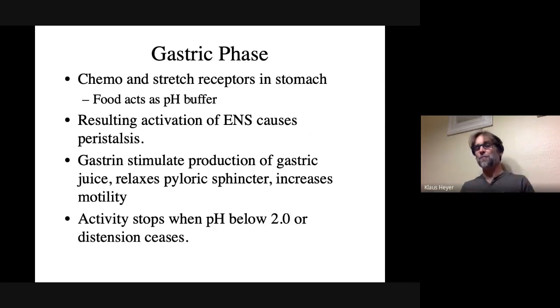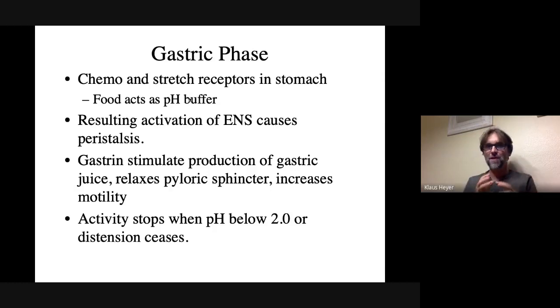So you've got the receptors going up to the brainstem, and then you've got signals coming back down, activating the myenteric plexus. So remember back to the muscularis layer, and there's the myenteric plexus, and that's stimulated by the ENS. And remember, this is rest and digest, so this is parasympathetic. So that's the neurological component.